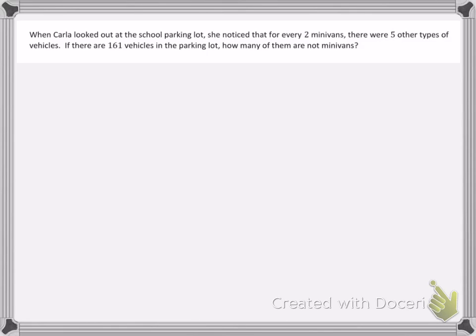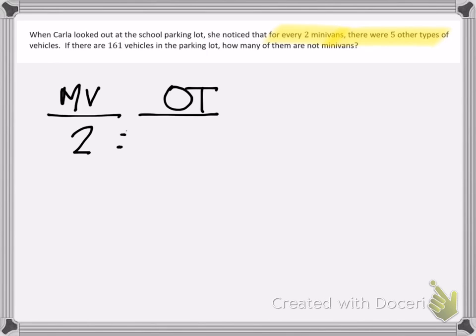Well, right away I see a ratio here that starts with "for every 2 minivans." So I'm going to call the first number we use MV for minivans, and we're going to make that a 2. And then we're going to compare that to the rest of it. There were 5 other types. So let's call that other types. How about that? And that number was 5. Okay, so now I have a ratio that's comparing the number of minivans to other vehicles.